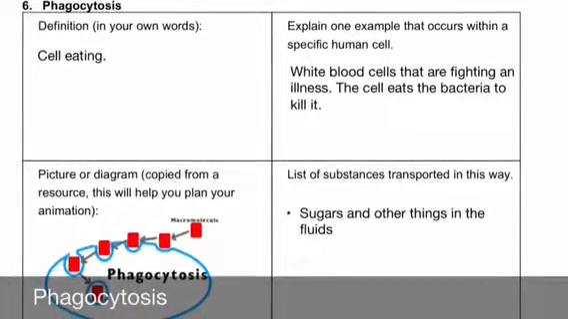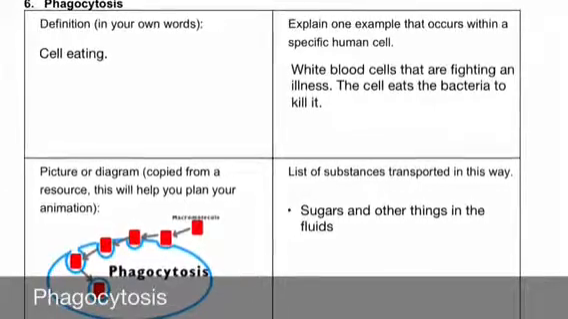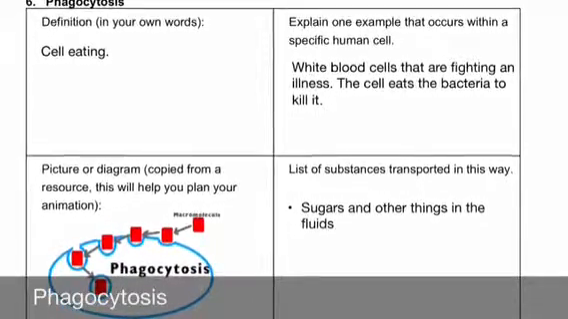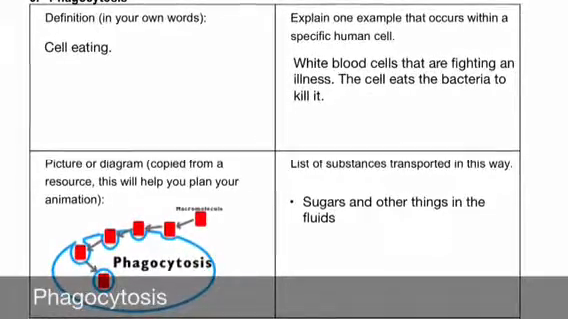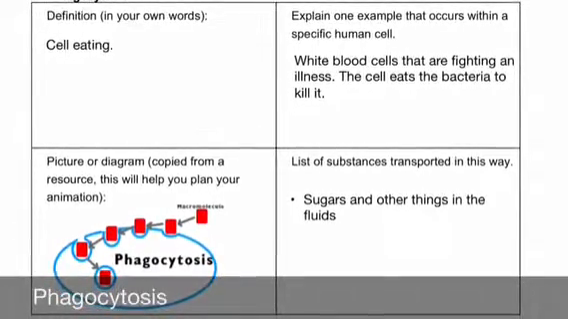Phagocytosis is the cell eating bigger molecules. An example is the white blood cell, because when it is fighting an illness, the cell eats the bacteria to kill it.